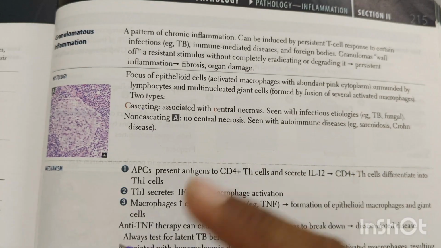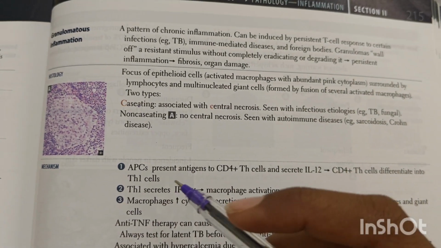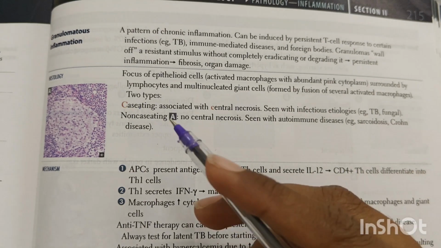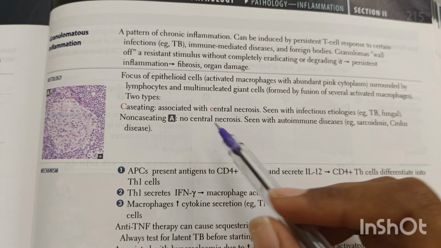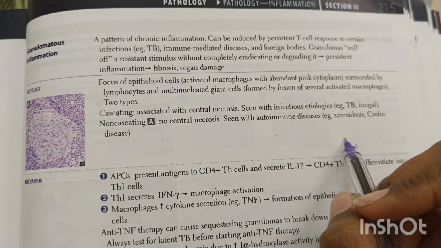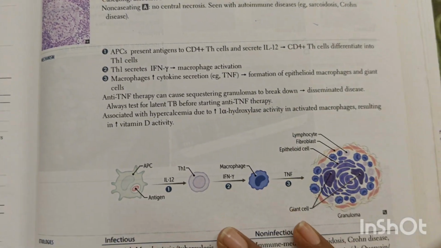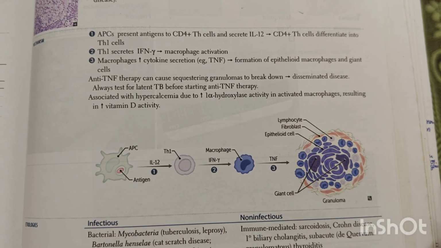If it has necrosis, it has no nucleus. An example is TB and fungus. If it is non-caseating, it has no necrosis, meaning the nuclei are present. It is seen in autoimmune diseases like sarcoidosis and Crohn's disease. We should see the mechanism now.